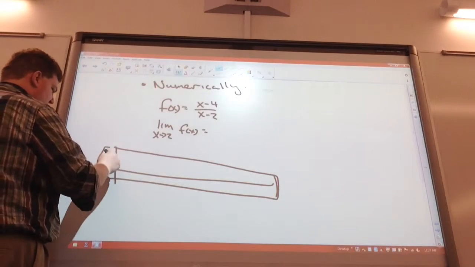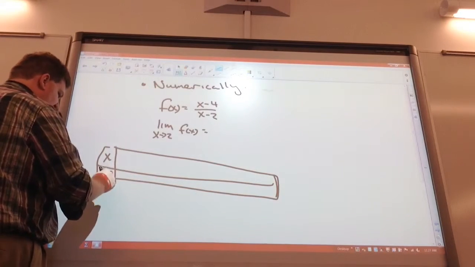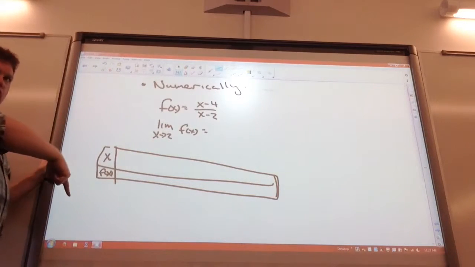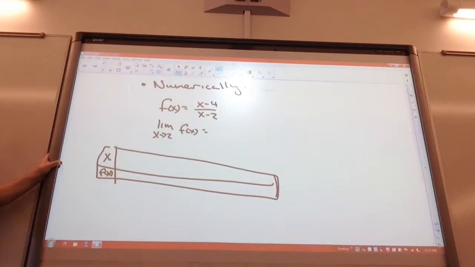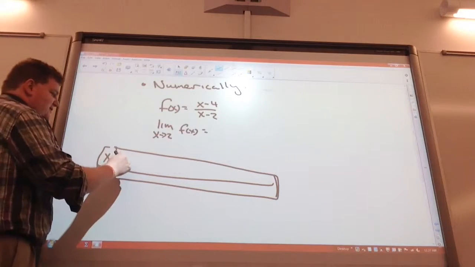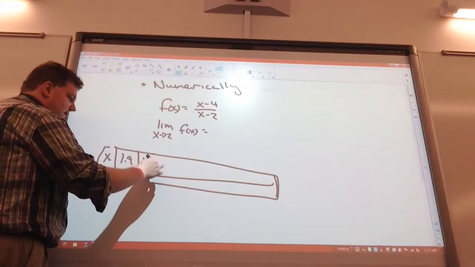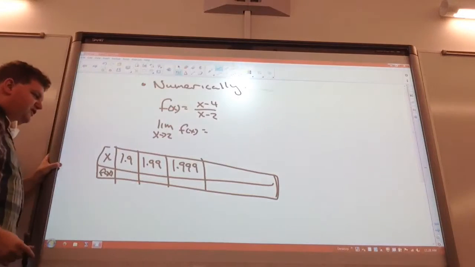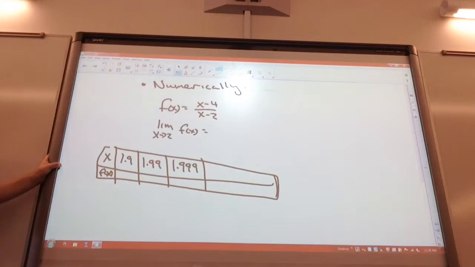I'm not very good at drawing. Here's x. Here's f of x. And I'm going to pick points close to 2, from both above and below. So, one point that's close to 2 from below would be what? 1.9 or 1.99 or 1.999. You guys remember this from last year. That's good. And we'll take it to 3 decimal places. That's the industry standard, if you will, for what we're up to. So that's coming close to 2 from below.